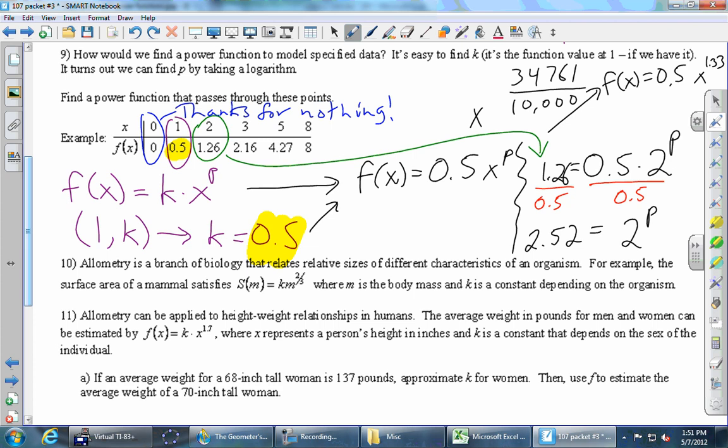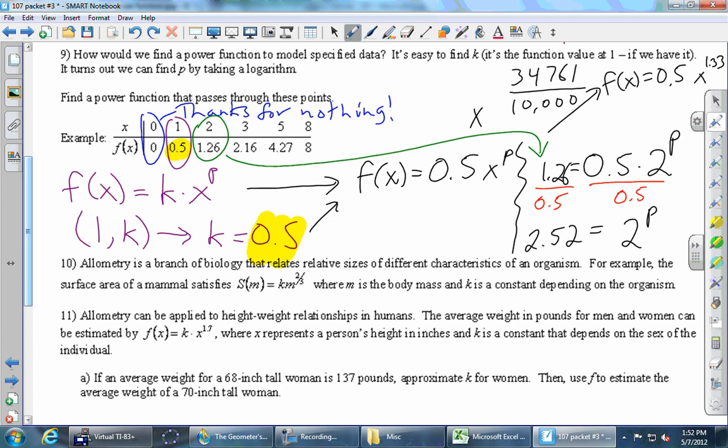Okay, let's go to Tyler for number 10. Okay, k times m to the 2/3. What kind of function is that? That's a power function.